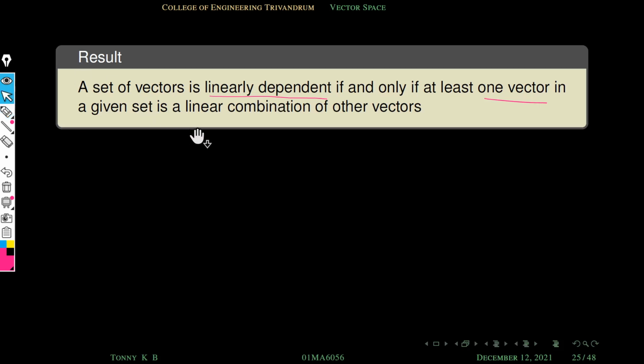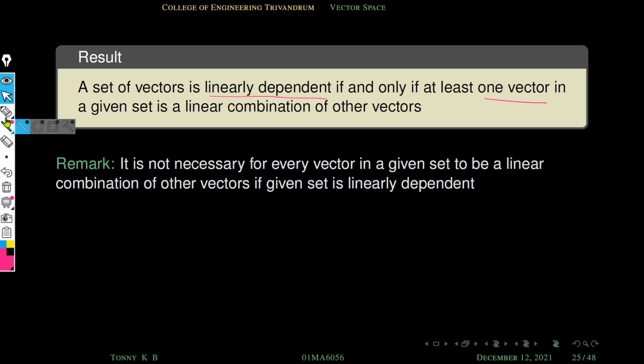And there's a remark. It is not necessary for every vector in a given set to be a linear combination of the other vectors, because this result says that at least one vector, that's all. At least one vector is a linear combination of the rest of the vectors, not all of them. That is the remark.